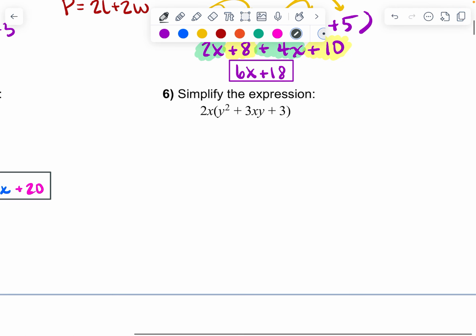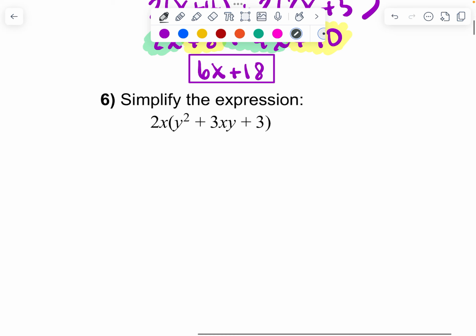All right, moving on to number 6, simplify this expression. Well, this is a little quicker because this is just a monomial. They didn't put it in parentheses because it's only one term, but if you want to think about it as basically the same as the previous problem, you can. But it's a monomial times a trinomial, right? So this 2x needs to get multiplied by all 3 terms.